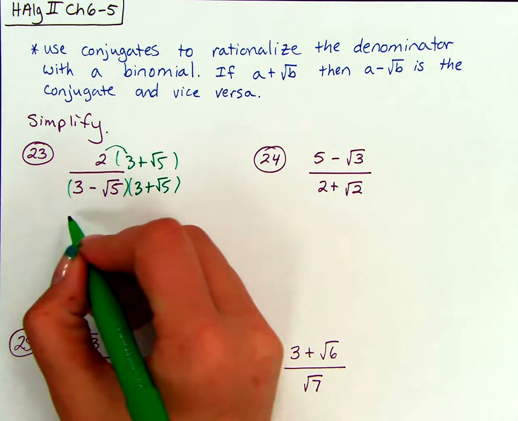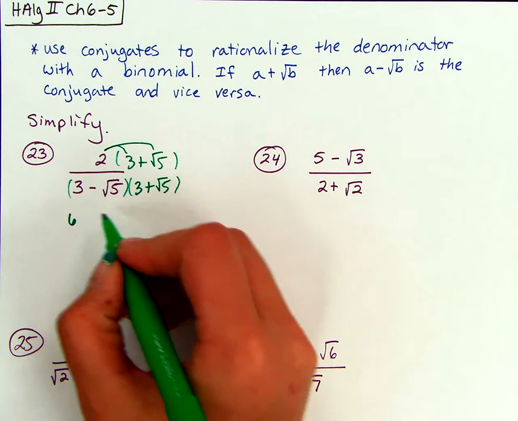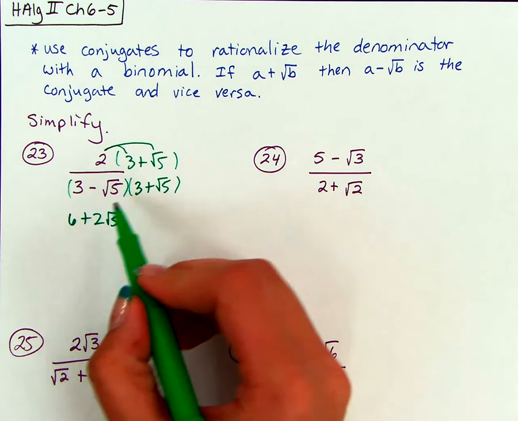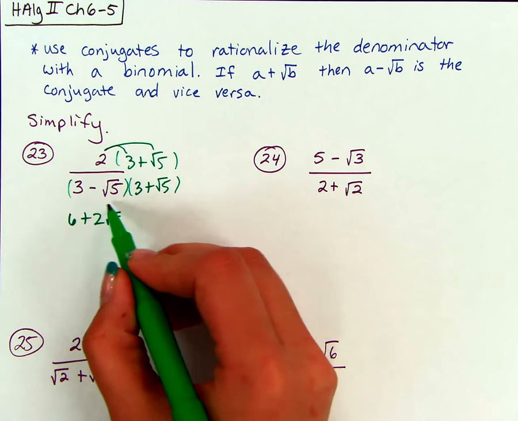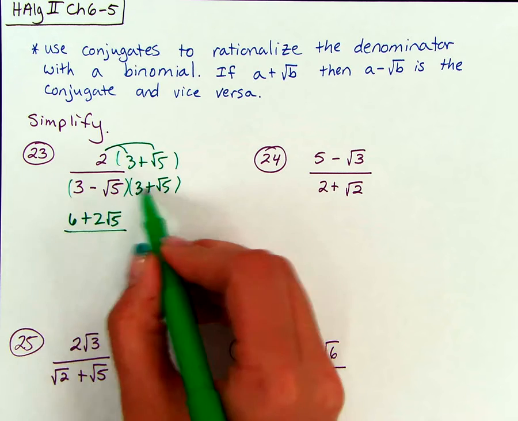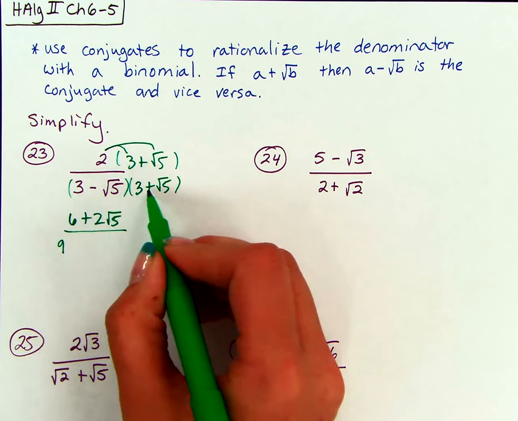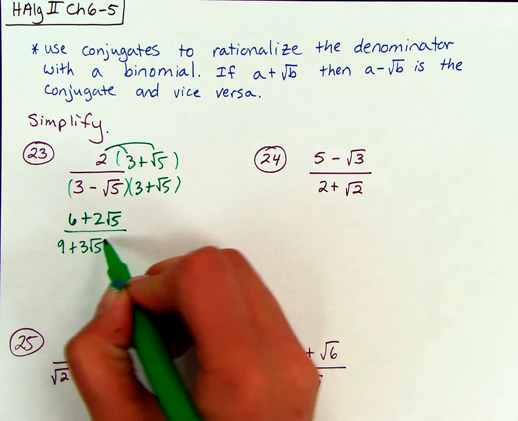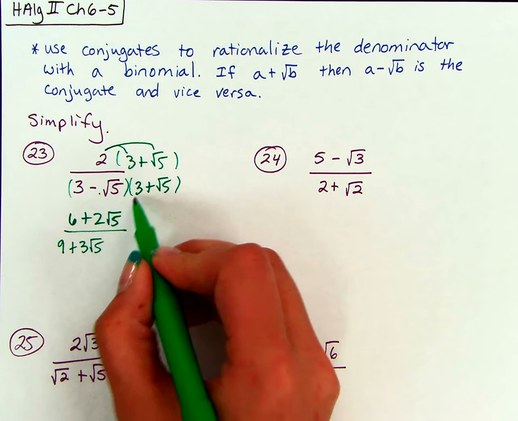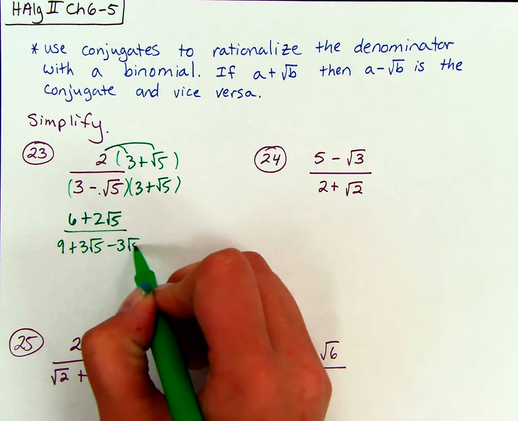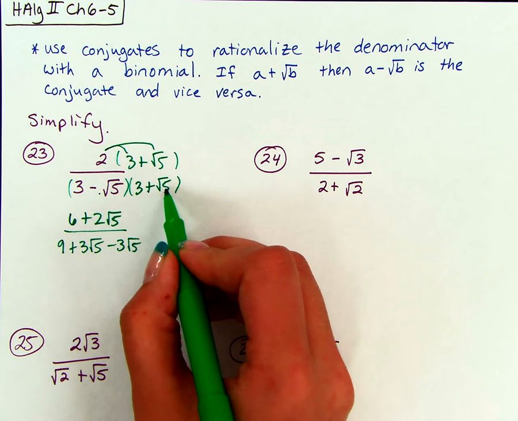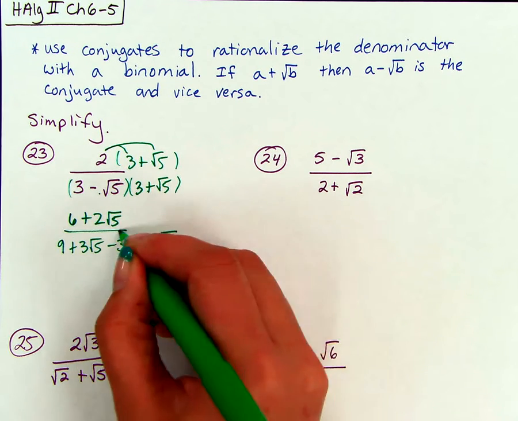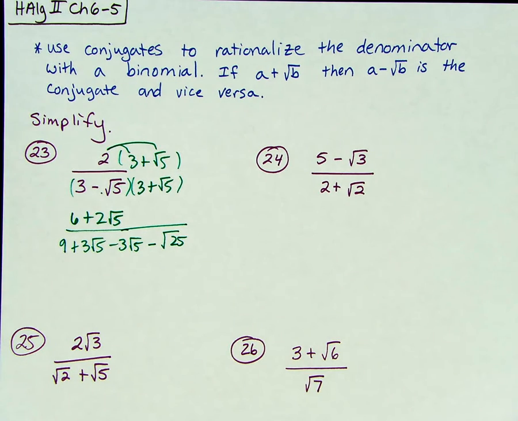So 2 times 3 is 6. And then 2 times the square root of 5 is 2 square root of 5. And then on the bottom we have to FOIL. So 3 times 3 is 9. And then 3 times square root of 5 is 3 square root of 5. And then negative square root of 5 times 3 is negative 3 square root of 5. And negative square root of 5 times positive square root of 5 is negative square root of 25. And then we just simplify as much as we can.